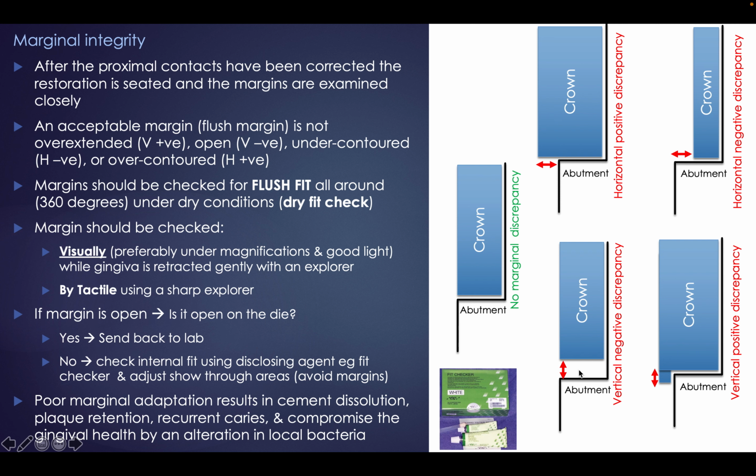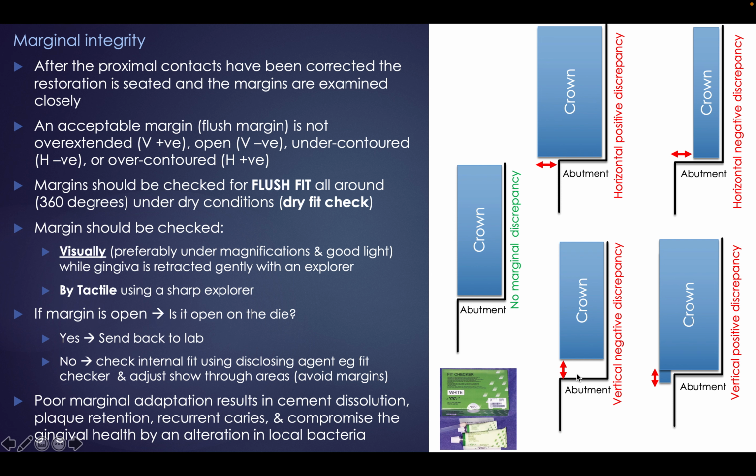So in this case, this is the worst type of marginal discrepancy. You basically have a gap at your margin. You just send it to the lab. We call it horizontal positive, horizontal negative, vertical positive, vertical negative. For this one, you basically ask the technician to cut this area back and polish it. Here, you can ask the technician to add more ceramic, and you sort it out. Here, again, you can cut this back and polish it.